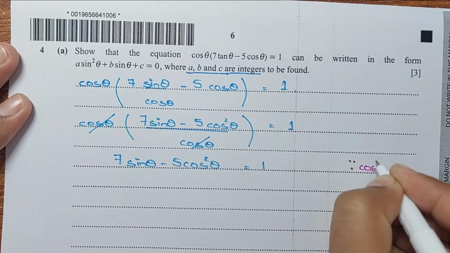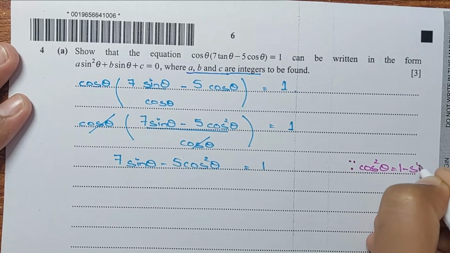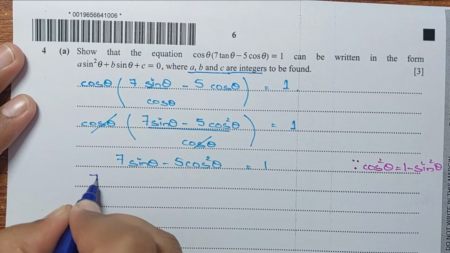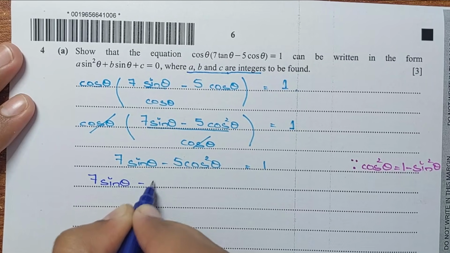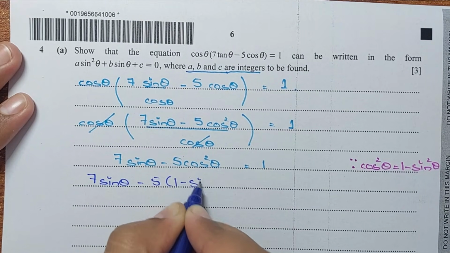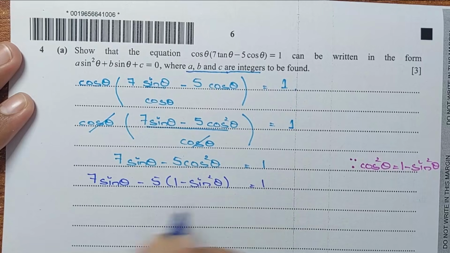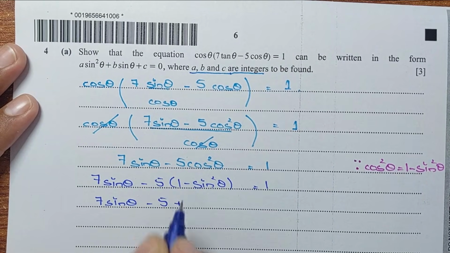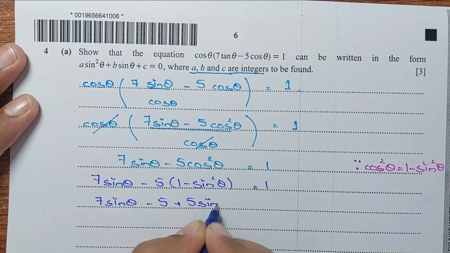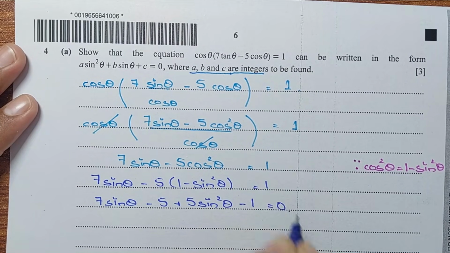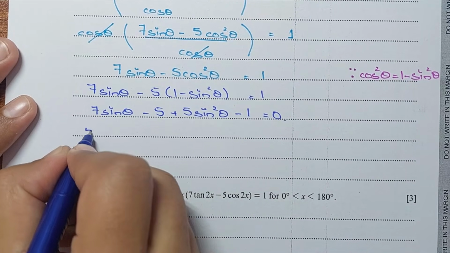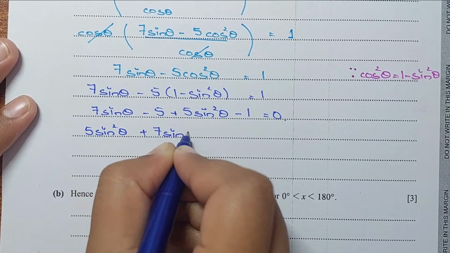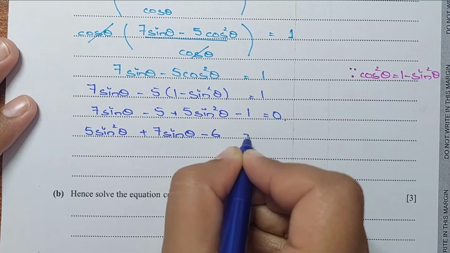So convert the cos square. Cos square theta is 1 minus sine square theta, according to the identity that cos square plus sine square equals to 1. Right. So plug the value: 7 sine theta minus 5 times (1 minus sine square theta) equals to 1. So 7 sine minus 5 plus, minus times minus is plus, 5 sine square, minus 1 equals to 0. I shifted the 1 as well. So this is 5 sine square plus 7 sine, and minus 5 minus 1 is minus 6 equals to 0.